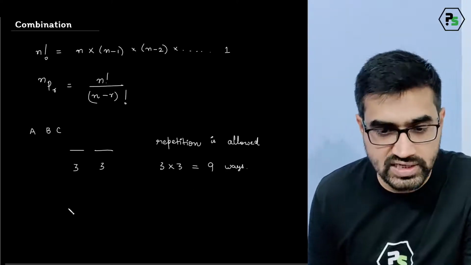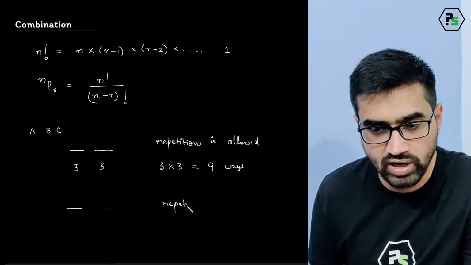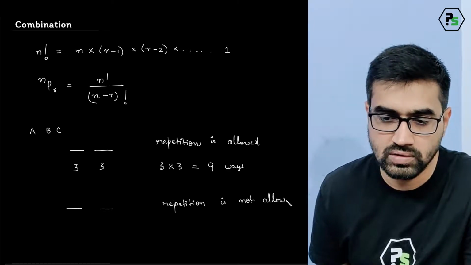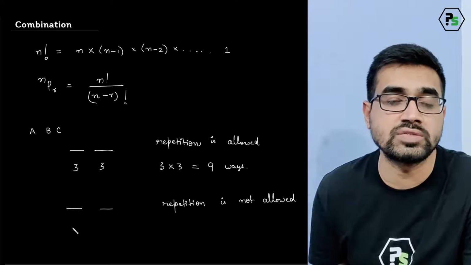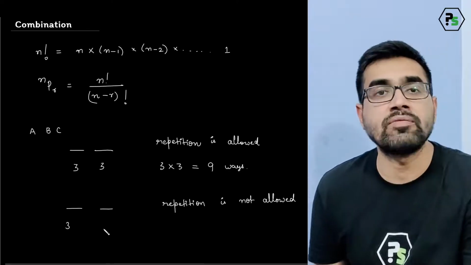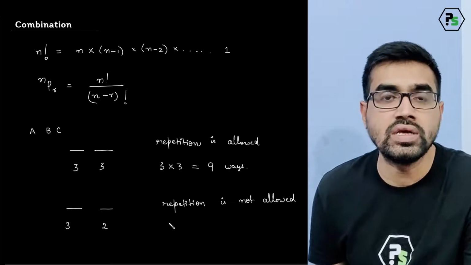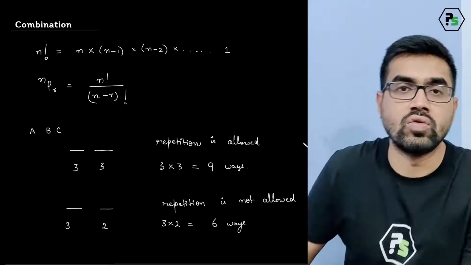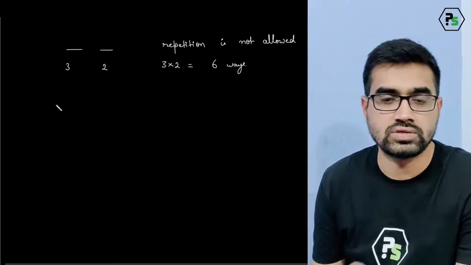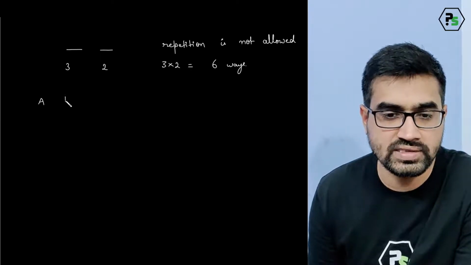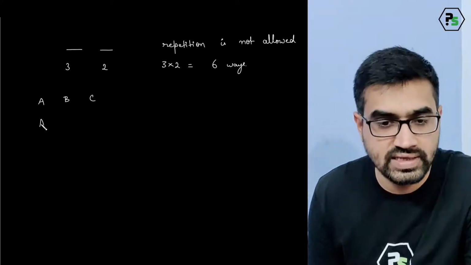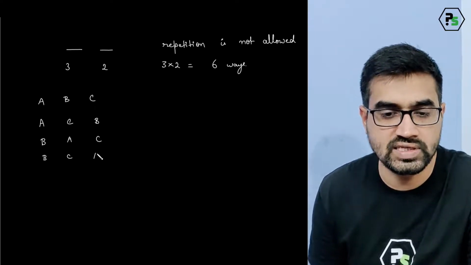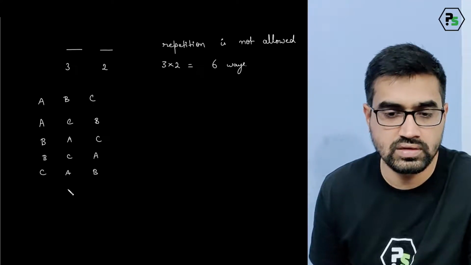But what if the repetition is not allowed? Then I know that the first place can be filled in three different ways and the second place can be filled in two different ways. So there are a total of 6 ways to fill that. I'm just going to write those 6 ways: ABC, ACB, BAC, BCA, CAB and CBA.